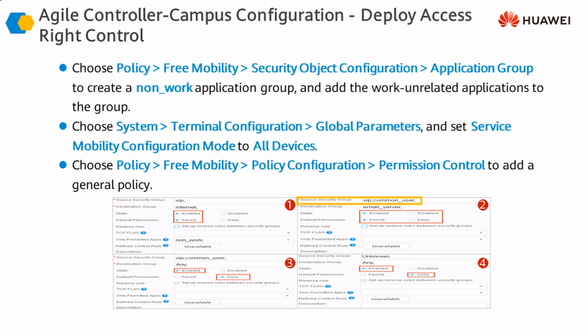Similarly, the VIP and the common user groups are permitted to exchange traffic with the email server. However, the VIP and common users are not allowed to communicate with any other groups, and similarly any unknown groups or any unknown traffic is not allowed to communicate with anyone. They are denied to communicate with anyone here. So these are the access control policies that we want to implement in our network.